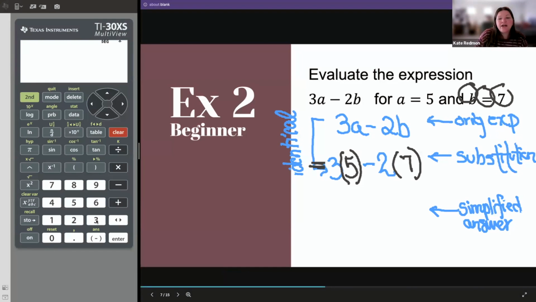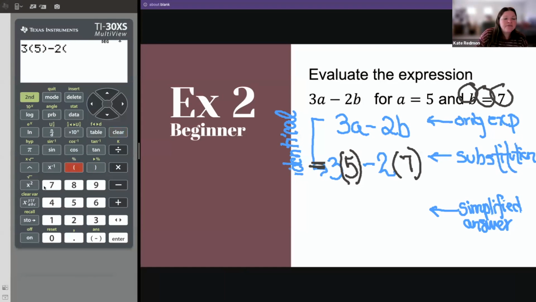So I'm going to put the entire expression in my calculator, 3 times 5, close parentheses, minus 2 times 7, close parentheses. So that entire expression simplifies to just 1. Original expression, substitution, simplified answer. Yeah, math students just throw around the word answer like it has some mathematical meaning. And the answer depends on what I've asked you to do. But here I've asked you to evaluate or simplify an expression.